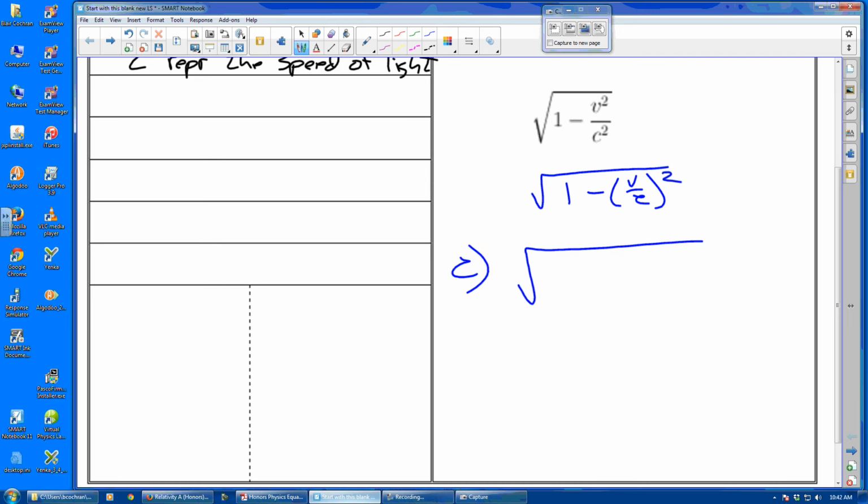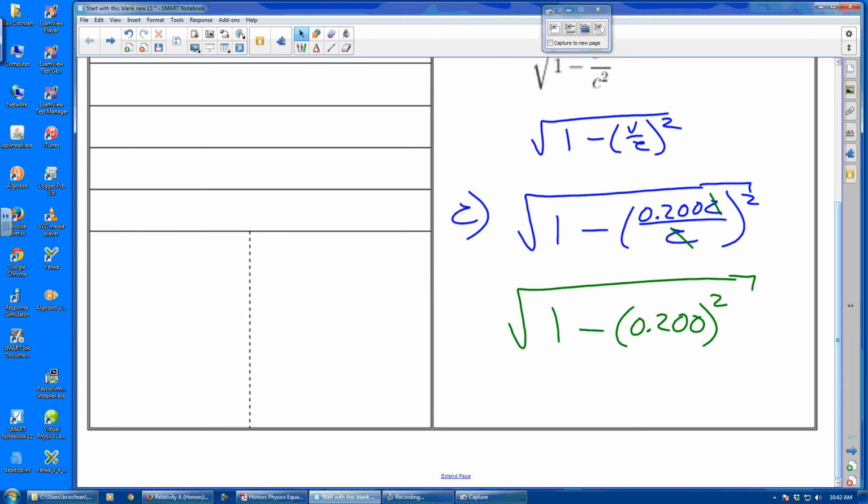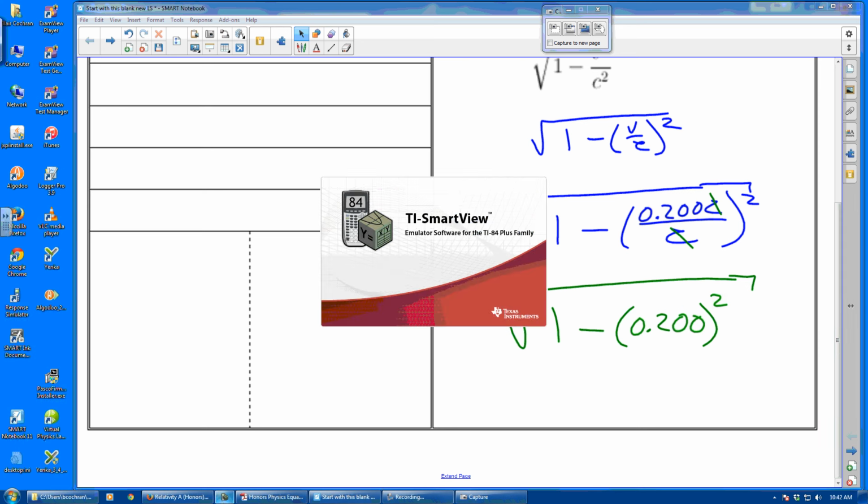So putting that in, this is part C here. I do the square root of 1 minus 0.200 c over c quantity squared. And the c's nicely cancel out. I'm left with the square root of 1 minus 0.200 squared. And then I just do my mathematics. Let's see, there's my calculator.